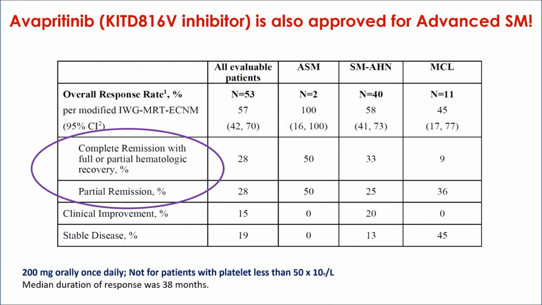So essentially, you may say three drugs approved for advanced systemic mastocytosis patients. This drug, avapritinib, is used at the 200 milligrams once daily dose, and it's not to be given to patients that have platelets below 50 because of some reports of increased bleeding. So not for patients with platelets below 50.